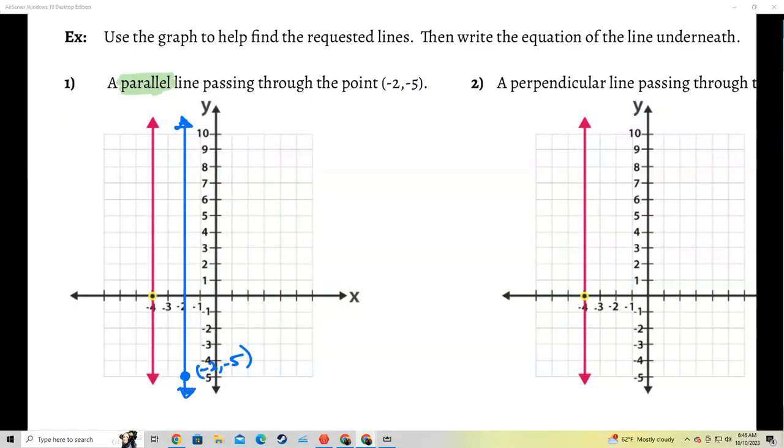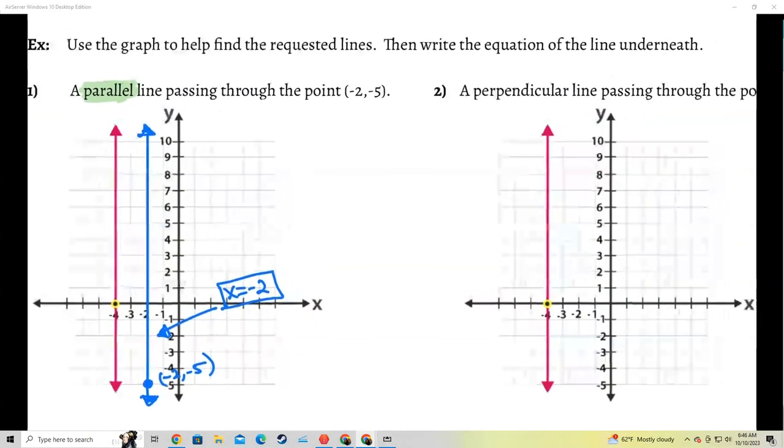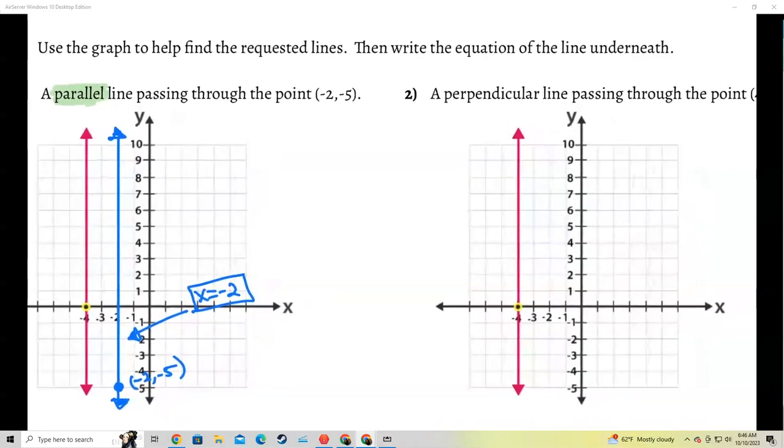Now that I have that, you need to give me the equation of that line. Remember, vertical lines, the equation for this line is, you see that every single x value is negative 2. The other way you can think of it is it's crossing my x-axis at a value of negative 2. So this is the x equals negative 2 line. This is a lesson we did a while ago. I want to say about last week sometime.